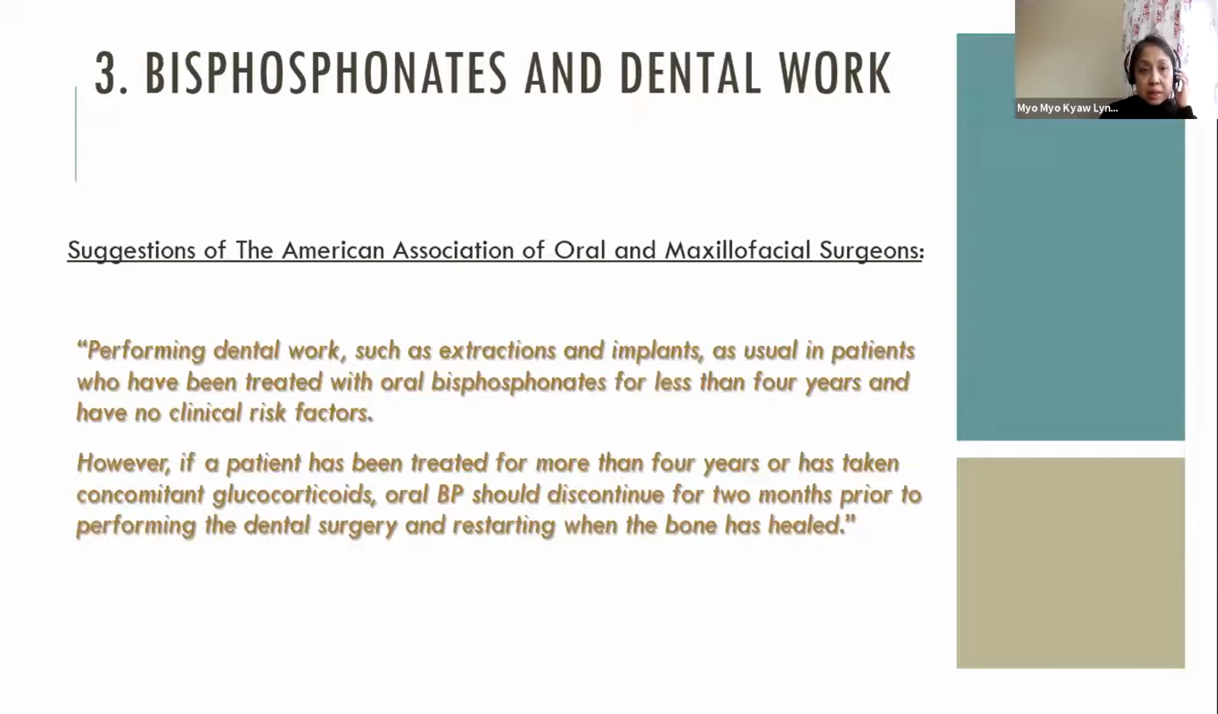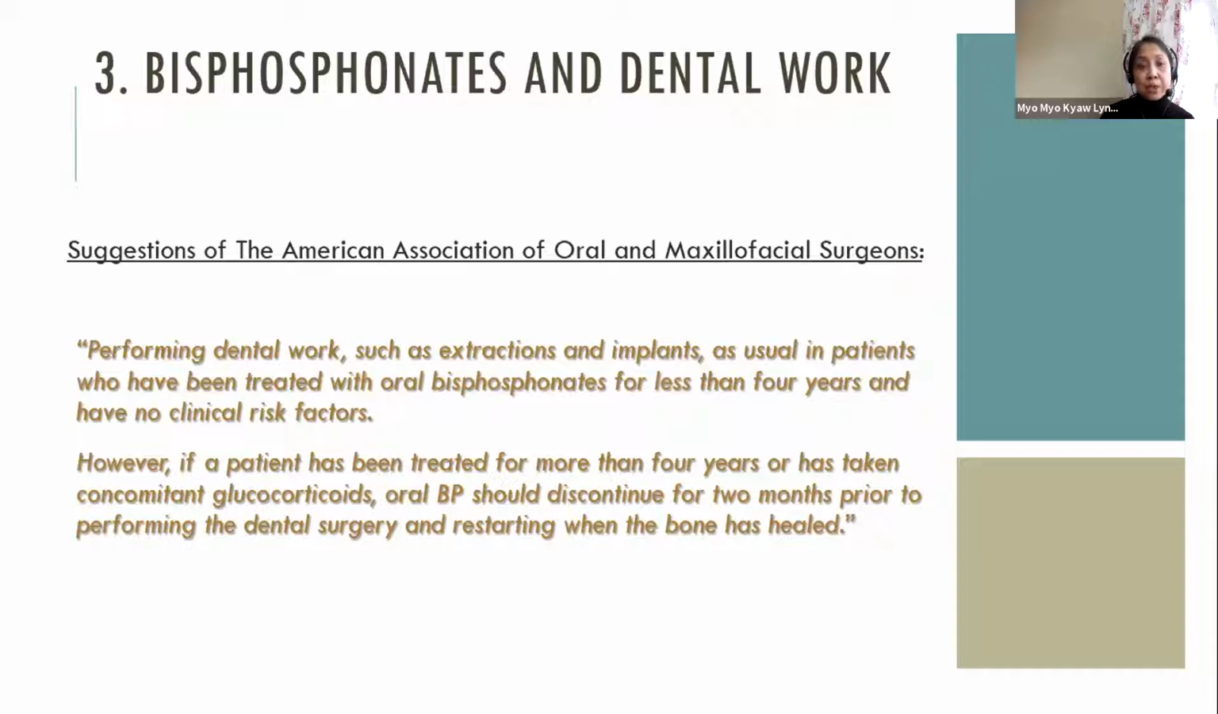What the MaxFac surgeons said is that if a patient has been treated with a bisphosphonate for less than 4 years, and they have no other clinical risk factors, we can do dental work such as extractions and implants. That is, if they have less than 4 years of treatment and no clinical risk factors.